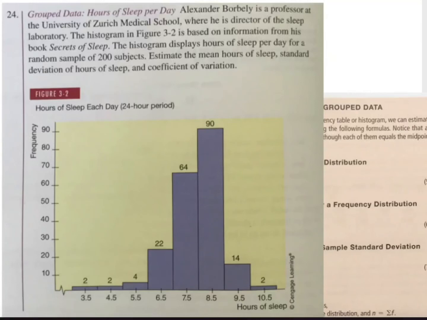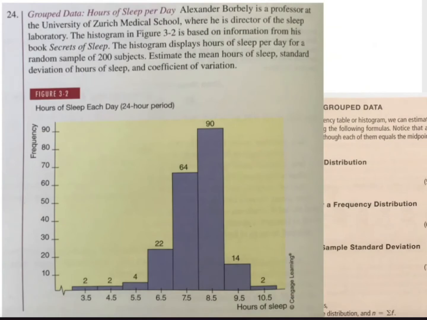Number 24 is probably a good one to do together because we don't have the actual individual data values. They're already clumped into a histogram. The main idea is that we're going to use those midpoints to make estimates. So this histogram displays hours of sleep per day for a random sample of 200 subjects, and we're going to estimate the mean, standard deviation, and coefficient of variation.